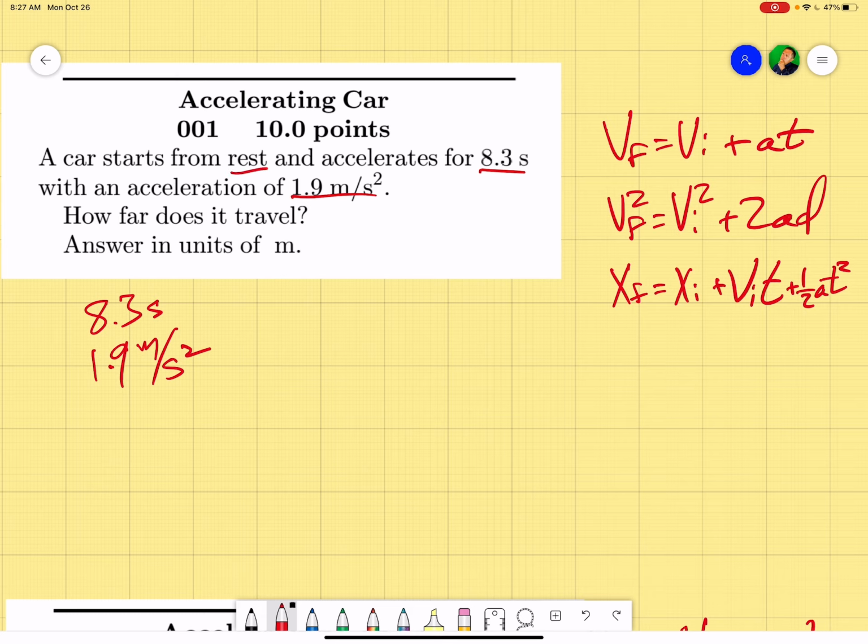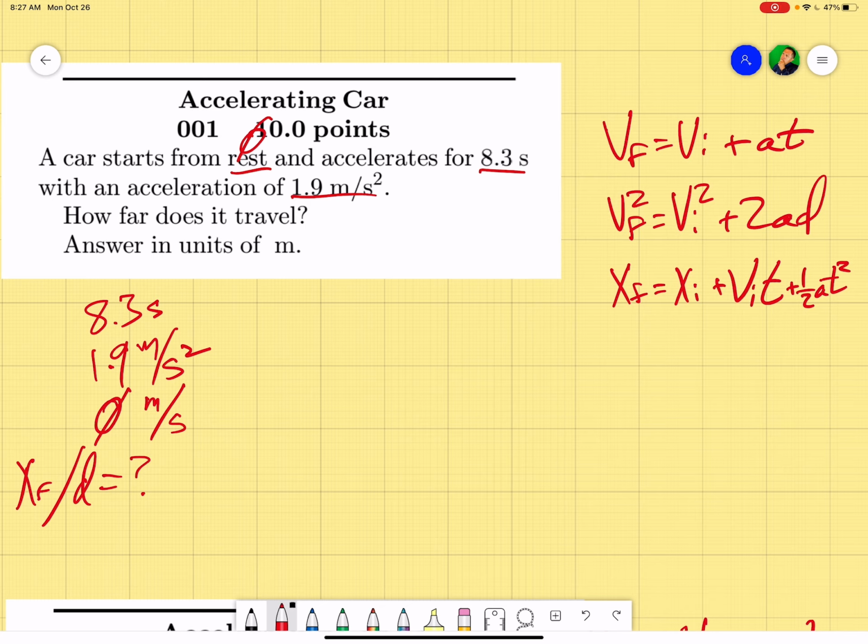We see rest. The word rest means 0. So we have 0 meters per second. Okay. And we see how far does it travel. So how far does it travel means something about distance. And we could say how far is final position. We could also say it's displacement. We want to keep our options open, so we do both. We write both down there.